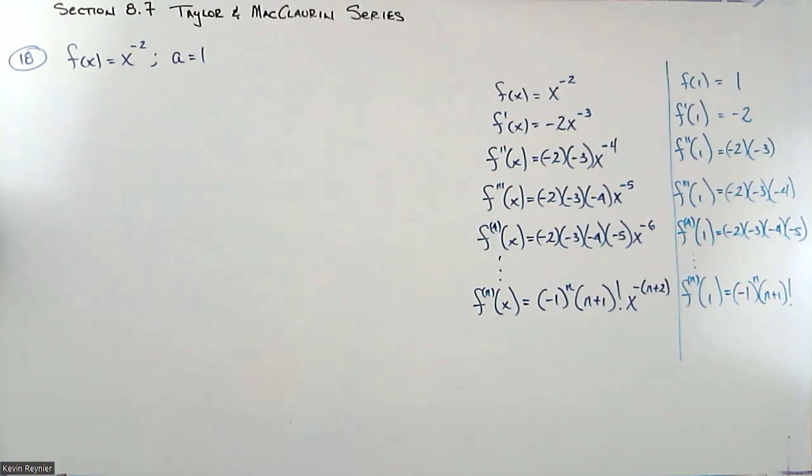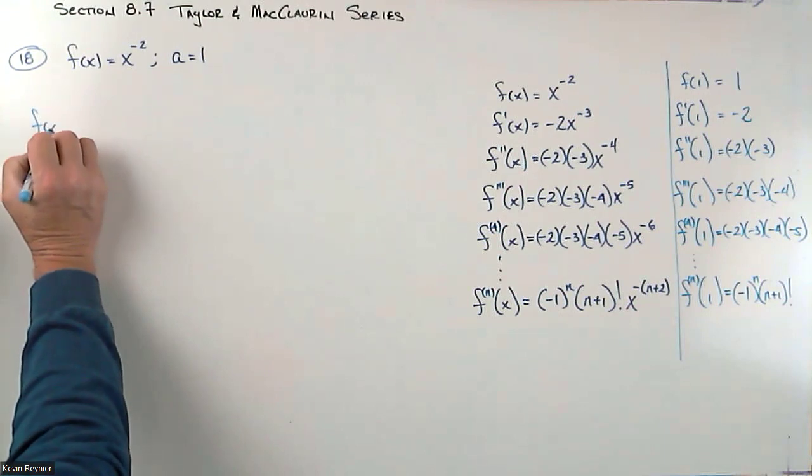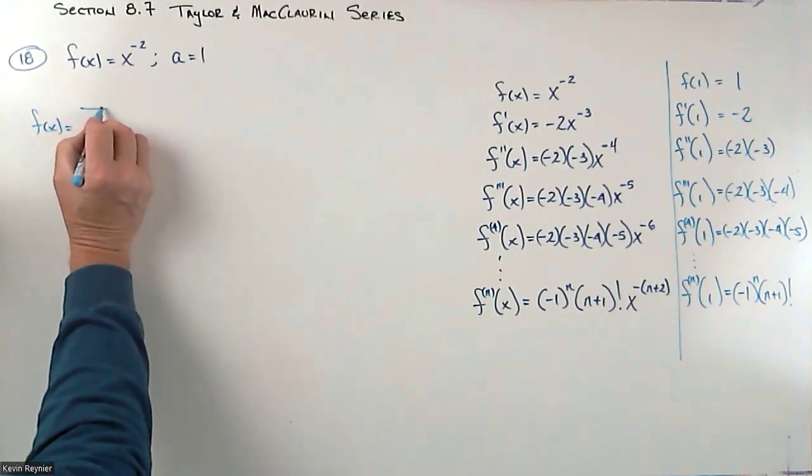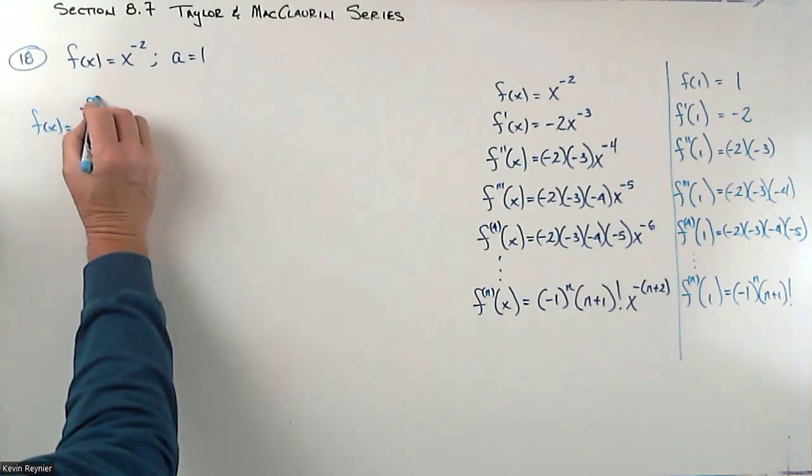Now, from here, our next task is to write down our Taylor series representation for this. So we have f of x equals, we have sigma n equals 0 to infinity.